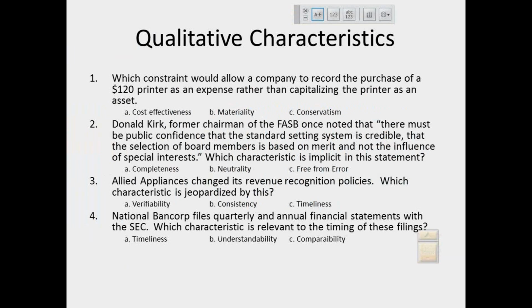which constraint would allow a company to record the purchase of a $120 printer as an expense? So you buy the printer and you just write printing expense, cash for $120, rather than printer as an asset and cash for $120. Is it cost effectiveness, so the cost of that transaction or cost of reporting that transaction doesn't outweigh the benefits? Or is it materiality? Or is it conservatism? Which of those three would you say? So type A, B, or C.